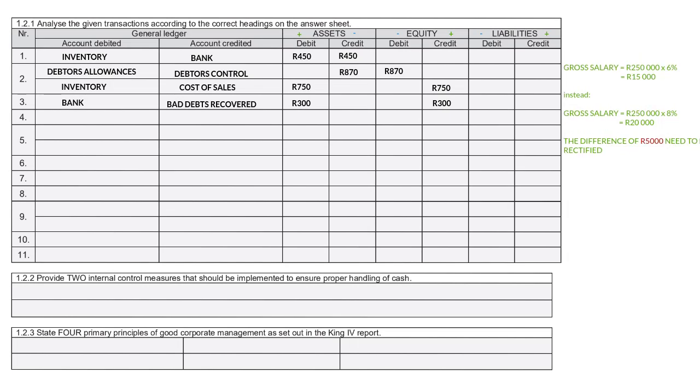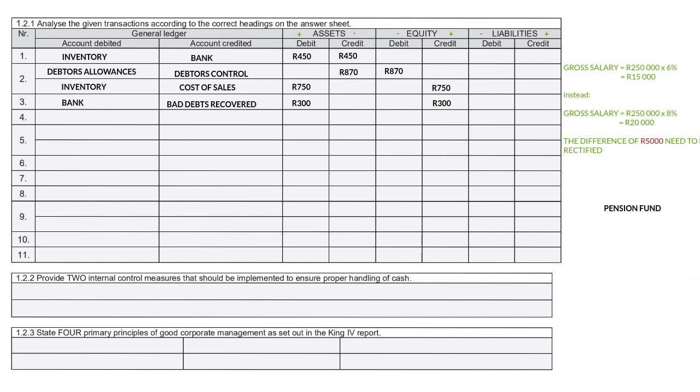The gross salary is 250,000 Rand times 6%, which is 15,000. That is what we should have recorded. But what did we do instead? We unfortunately took 250,000 and multiplied it by 8% and got an answer of 20,000 Rand. So the difference between 20,000 Rand and 15,000 Rand is 5,000 Rand. And this 5,000 error now needs to be rectified.